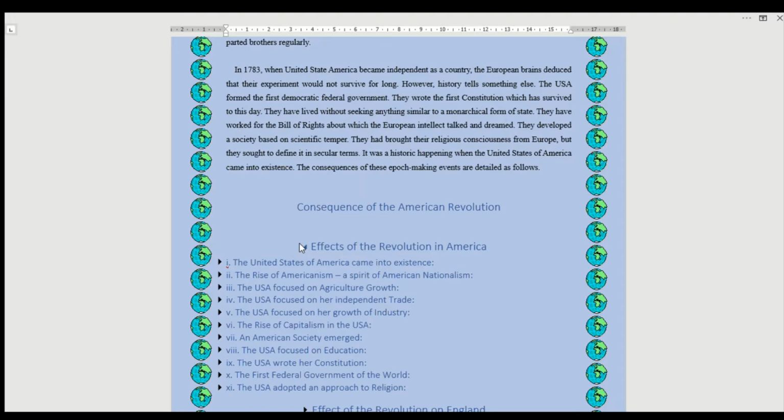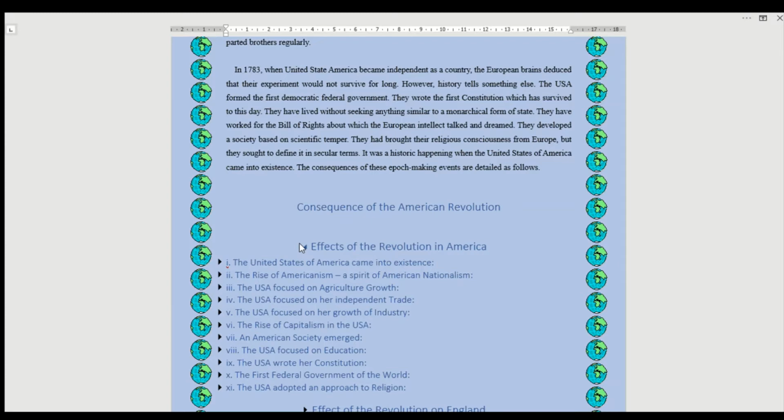But some of the effects which are traced to the rise of America as a nation are a result of later part. So in case of this point, the rise of capitalism, as far as my understanding goes, it is something which started after 1860. As this point is included by a large number of books, I was constrained to suggest this point also here. But America as a society, that is the effect of American Revolution. Then USA focus on education. This is one of the major effects.